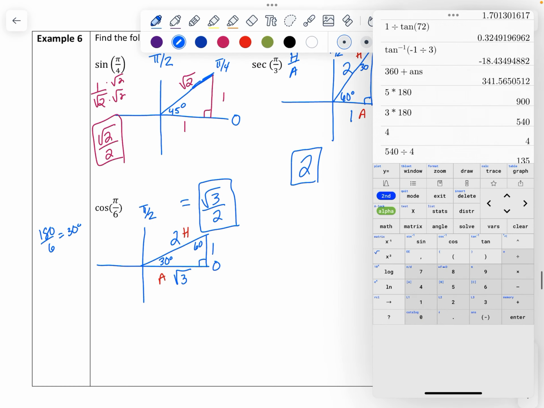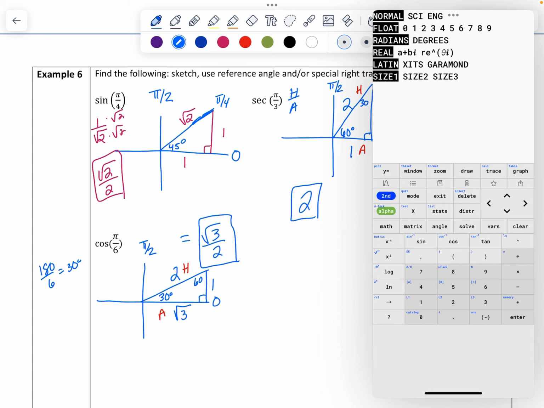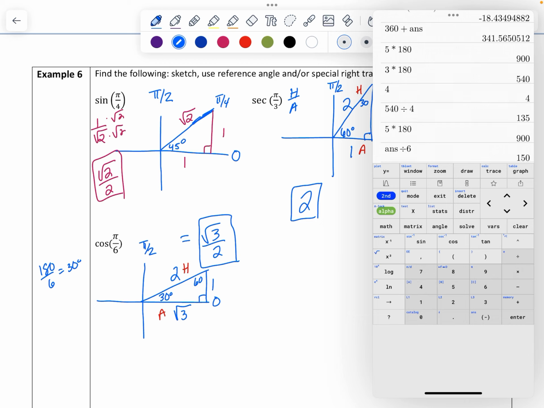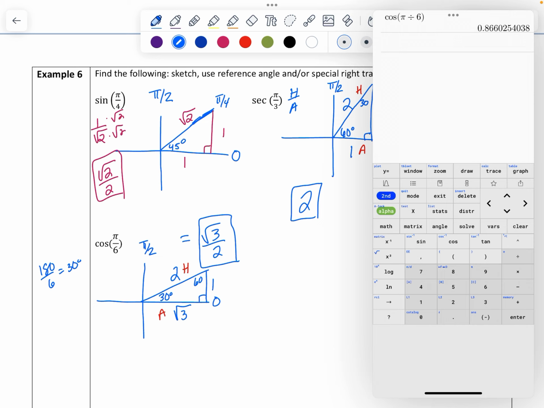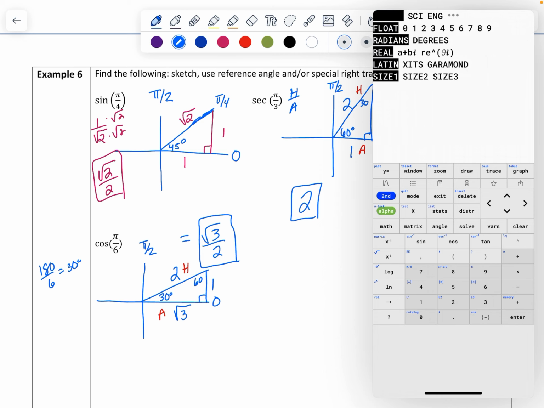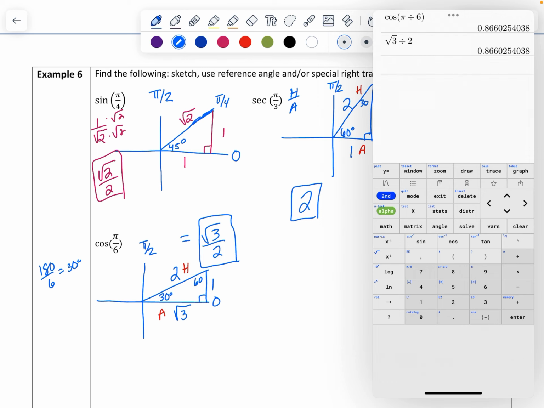Now you could check these answers in your calculator, but you would have to make sure that you switch back to radian mode. And then you would do cosine of pi divided by 6. It's going to be irrational, so you'd have to double check that the square root of 3 divided by 2 is the same decimal as that, which it is. But you would have to change your calculator to radians in order to check that. I like to leave mine in degrees.